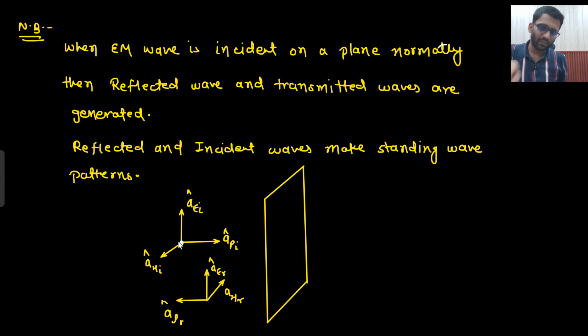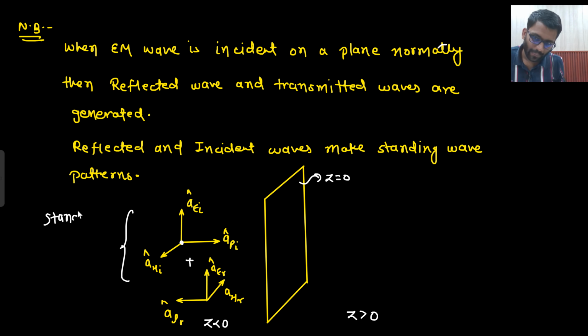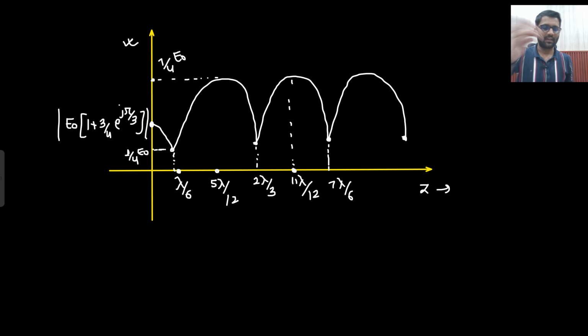This is your incident wave. Let's just say this boundary plane is z equals 0. So this region is z less than 0 and this region is z greater than 0. For the region z less than 0, there is incident wave as well as reflected wave, and both when superimposed will generate a standing wave pattern. This is the theory that I have written, and I hope you already knew this thing because we have spent a lot of time here, right?